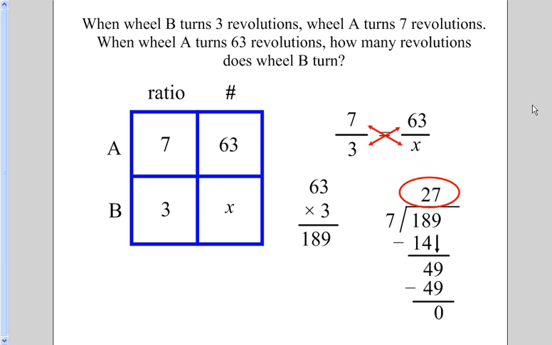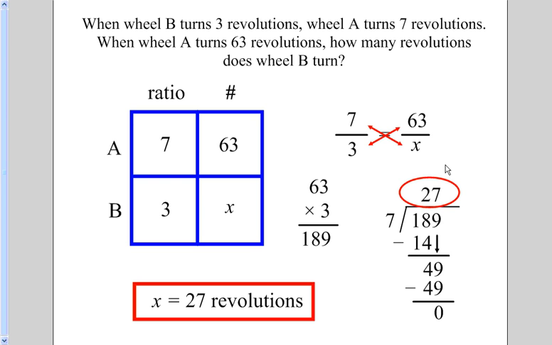You may notice that there's another way that we can approach this problem. You may see that 7 times 9 is 63. So we could also solve this by taking 3 times 9, and that's going to give us 27. So 27 is the answer that we get if we cross multiply, and it's also the answer that we get if we multiply 3 times 9. So the number of revolutions for wheel B when wheel A turns 63 times is 27 revolutions.